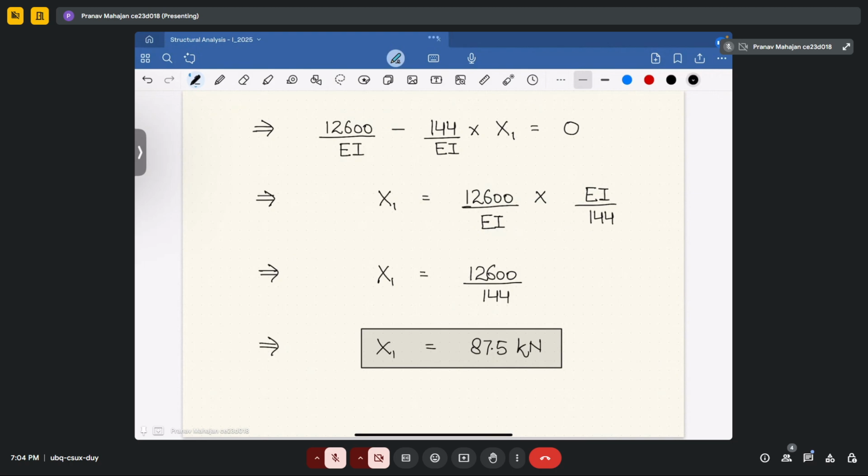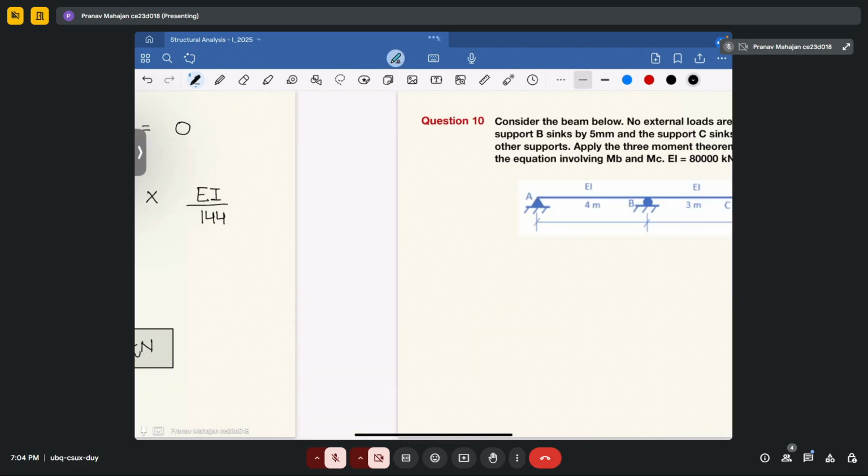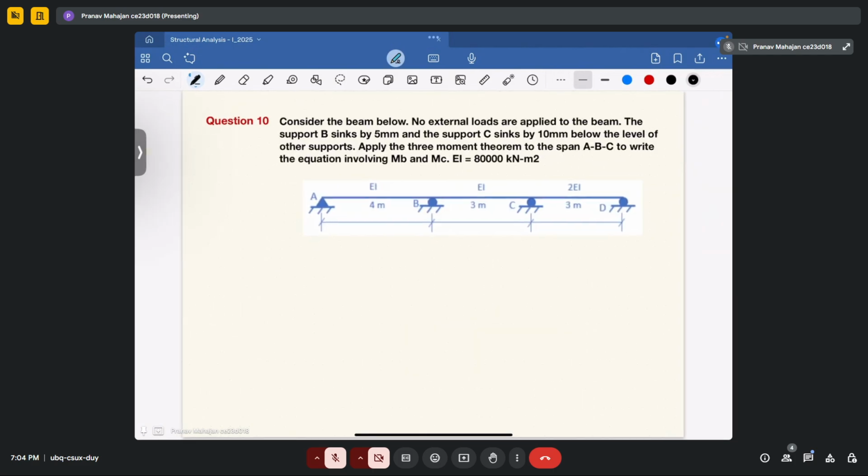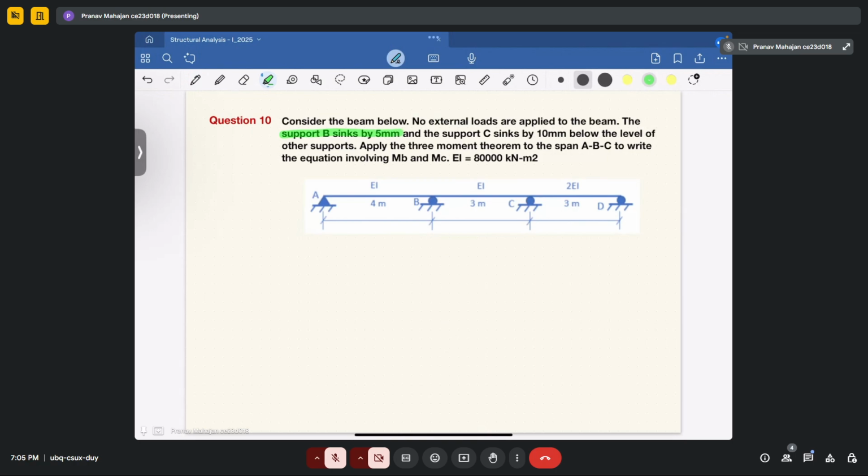So this is how you will solve the problems for beams when they are statically indeterminate using the force method. Now there is one more concept that is related to the three moment theorem. Now I will directly use it in this question. It is telling you to consider the beam given below. No external loads are applied over the beam, and in this case the support B sinks by 5 mm and support C sinks by 10 mm below the level of the other supports.